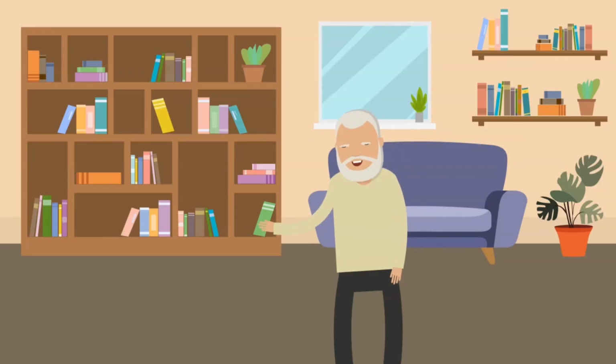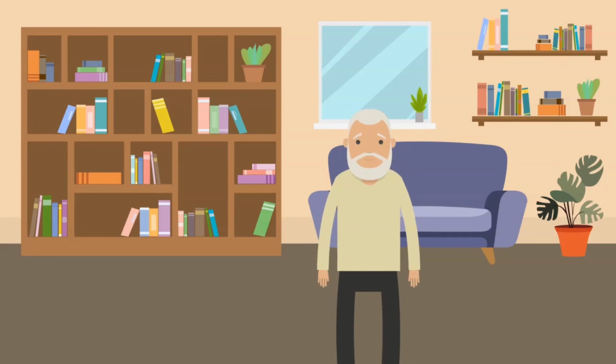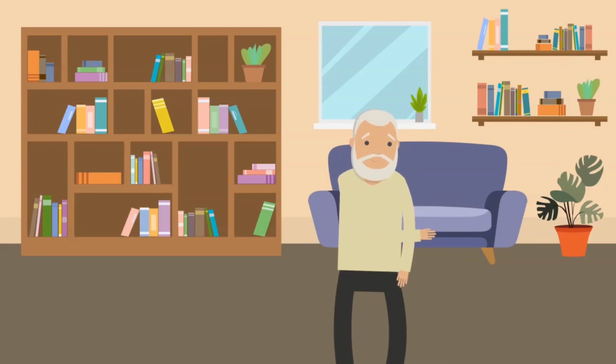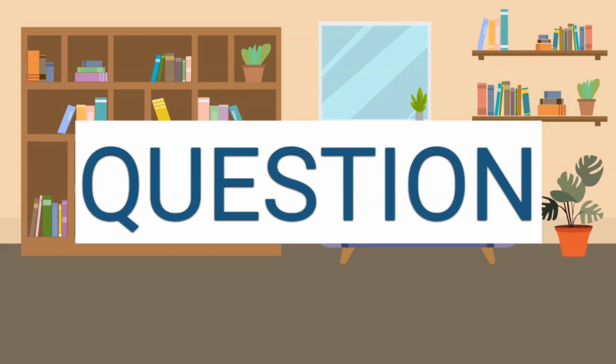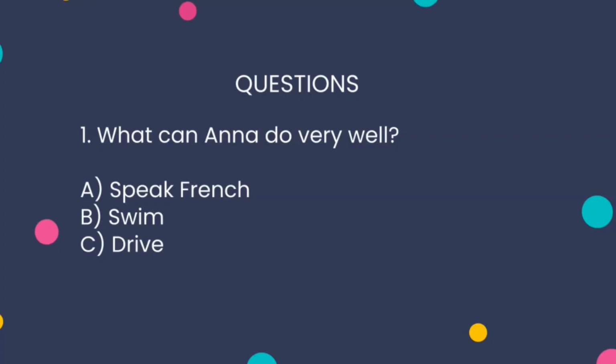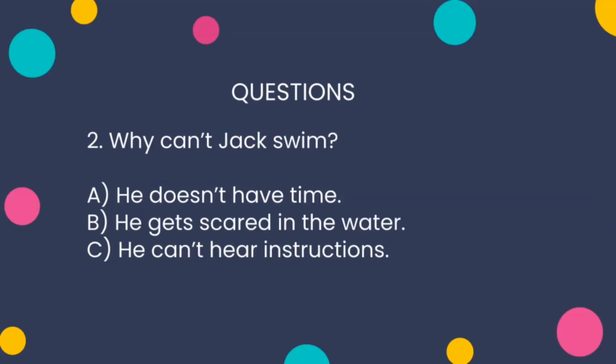Let's check your understanding with some questions. Choose the best answer. Question. 1. What can Anna do very well? 2. Why can't Jack swim?